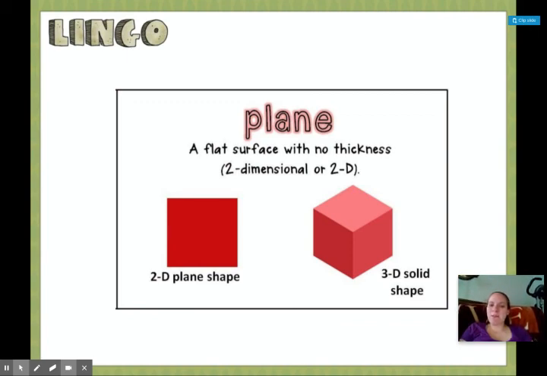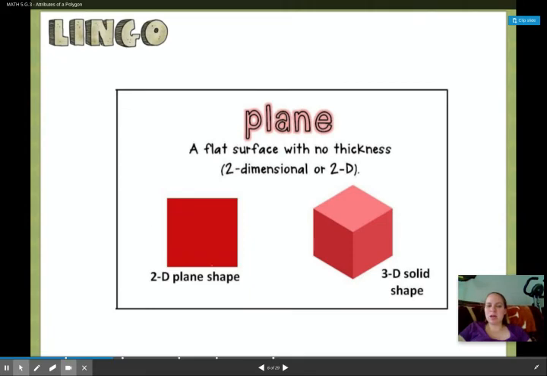So a plane is a flat surface with no thickness whatsoever. So it just has a length and a width sometimes. And it's two-dimensional or 2D. So you'll see here an example of a 2D plane shape is a square.